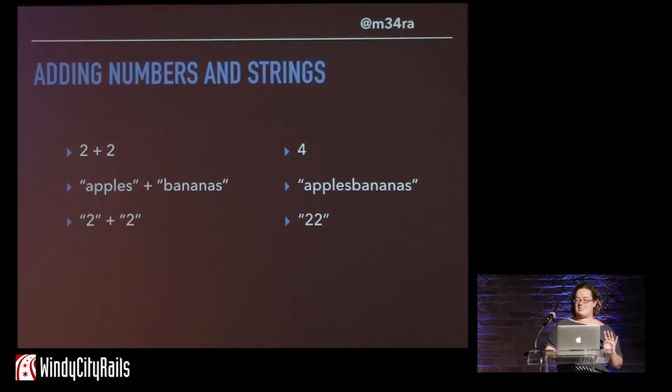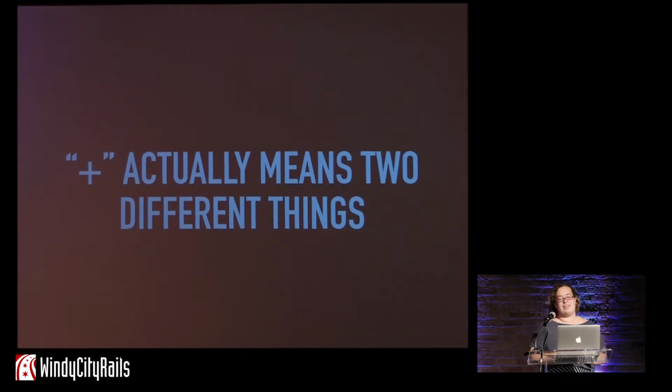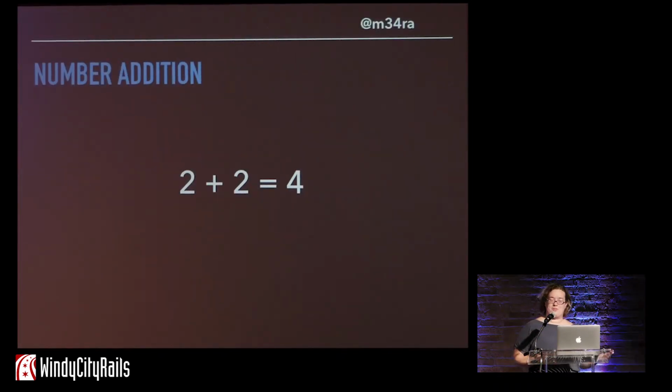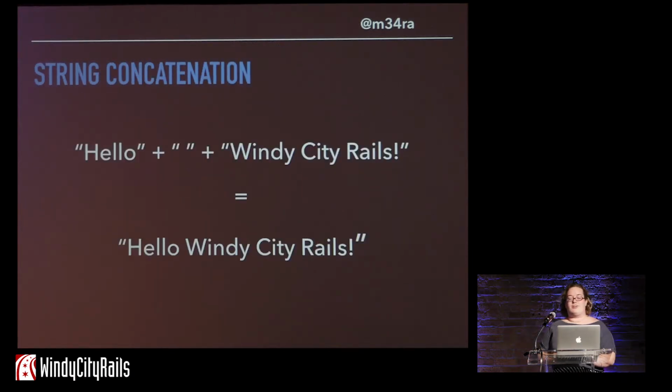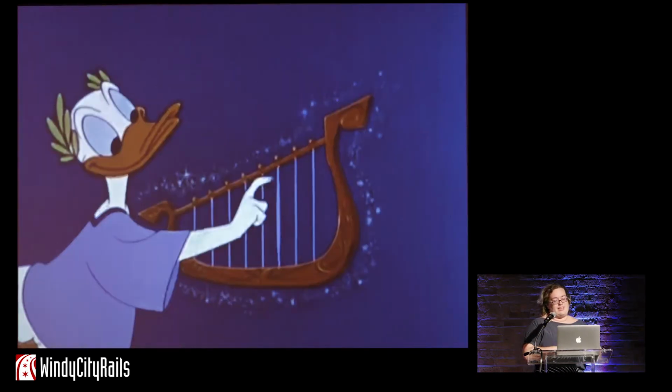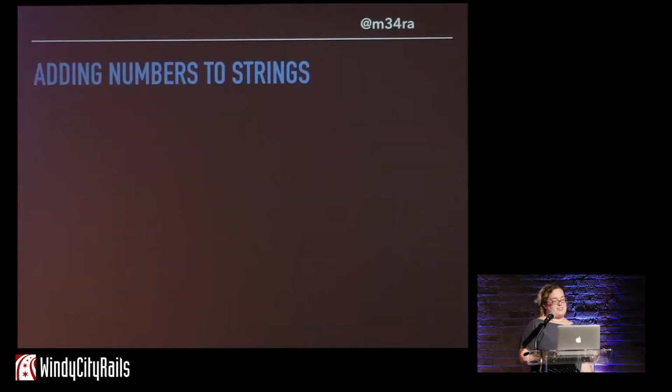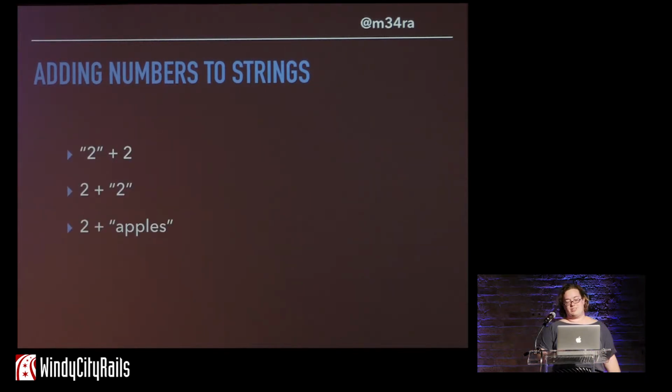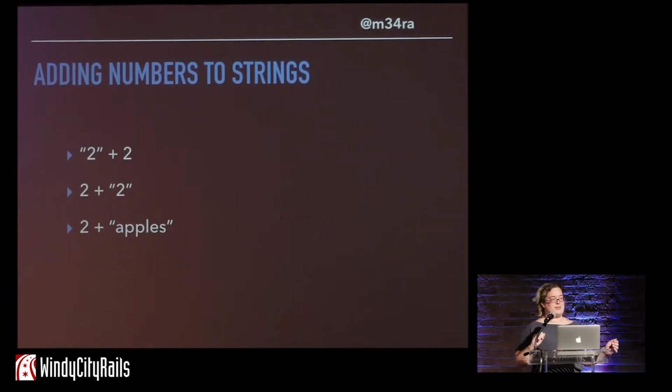So this is an interesting thing. We can see from those examples we just did that plus actually means 2 different things. So the first one is number addition, which hopefully we're all familiar with. And the other is called string concatenation, which is basically what you get when you take 2 or more smaller strings and smush them together to make one bigger string. So all right, we're feeling pretty good. So let's try something a little more interesting. So what happens if we add numbers and strings to each other? What do we think is going to happen with this first example here, string 2 plus number 2? 22. Okay.